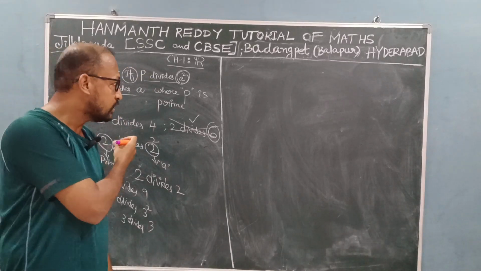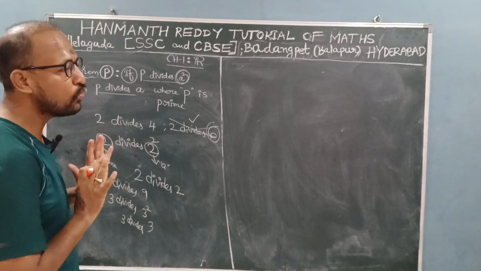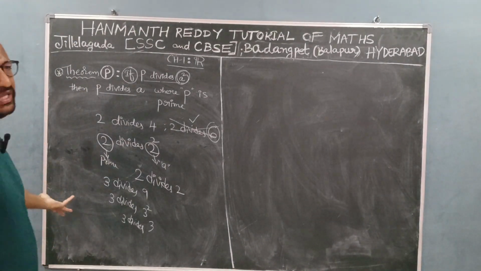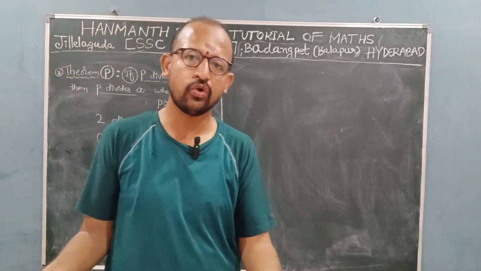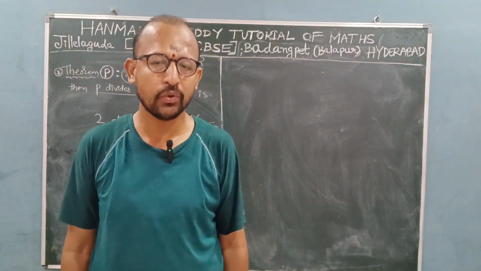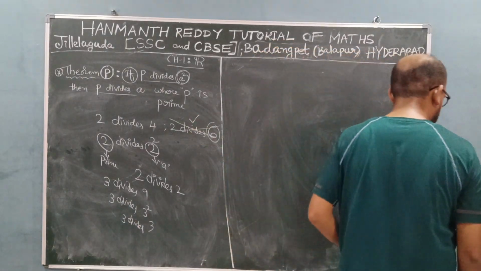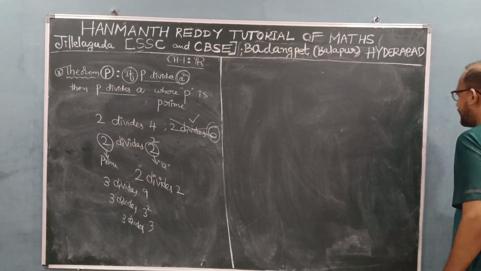Its application is very important. Proof is not important, so I have illustrated it with the help of an example. You can take anything: 5 divides 25. Am I right or not? Yes, 5 divides 25. Therefore, 5 divides 5. So now I am going to show that root 2 is irrational.